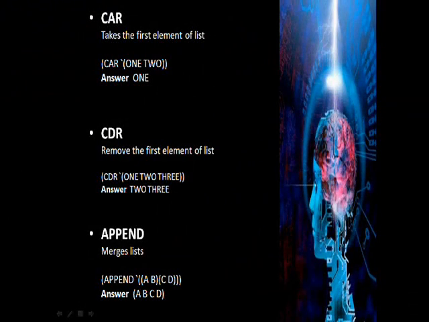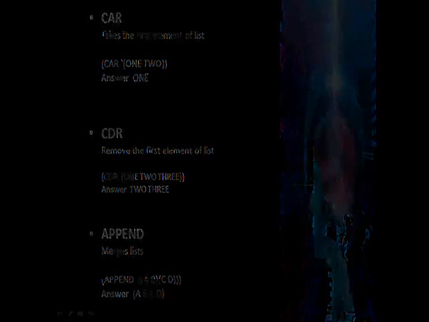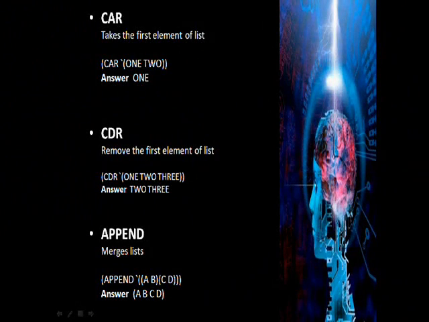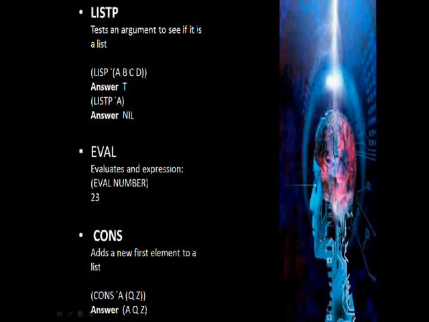The CAR function takes the first element of the list. The CDR function removes the first element of the list. Examples shown below. The append function merges lists. Next, we have the listp function. This function tests an argument to see if it is a list, as shown in the example below.